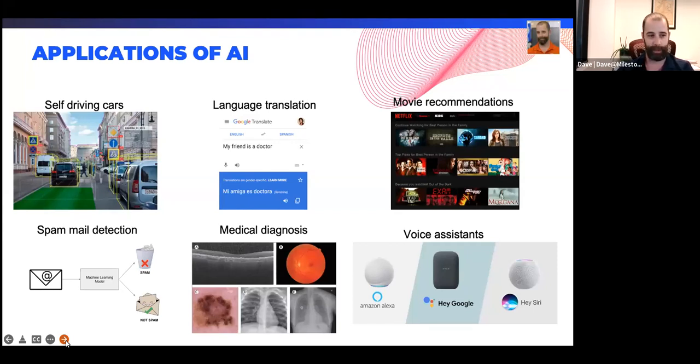Medical diagnosis is interesting. They're looking at x-rays, and they're finding that AI is better at seeing the differences in x-rays and little problems in x-rays, in some cases better than humans. So they're starting to train AI to look at different medical diagnoses and be able to help doctors do that.